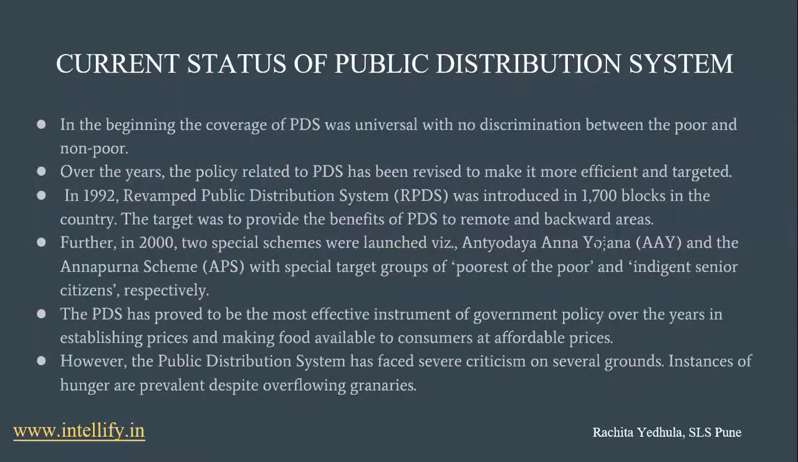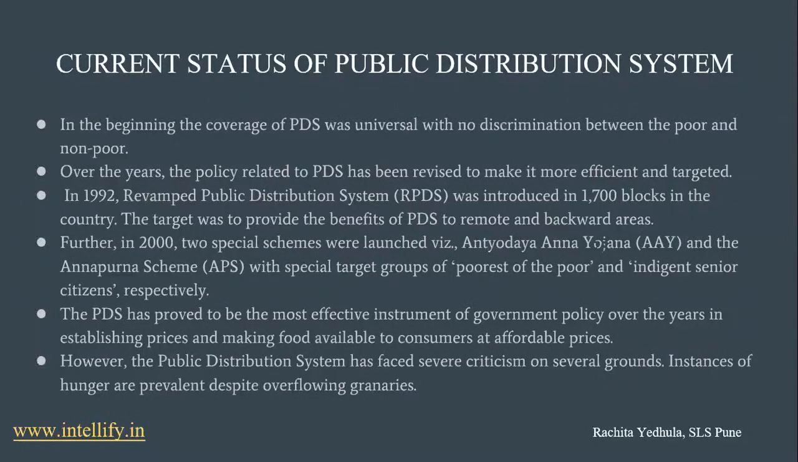Now, however, PDS system has faced severe criticism on several grounds. Instances of hunger are prevalent despite overflowing granaries. As you know, poverty in our country still exists. And why does this exist? Even though the PDS system has an overflowing amount of granaries, that is overflowing stock of grains. Why is the poverty still prevailing?